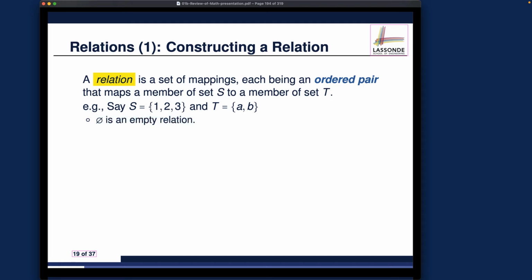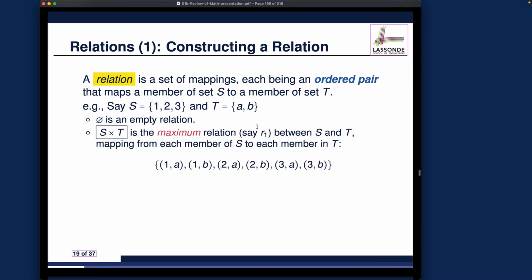Whenever you want to define a relation between two sets, we can say that the empty set is always a valid relation between any two sets, because by definition, a relation is simply a set of mappings. In that case, the set itself is just empty, meaning that we are talking about a very special relation in which there are simply no elements being drawn from the two sets, so it's empty by definition.